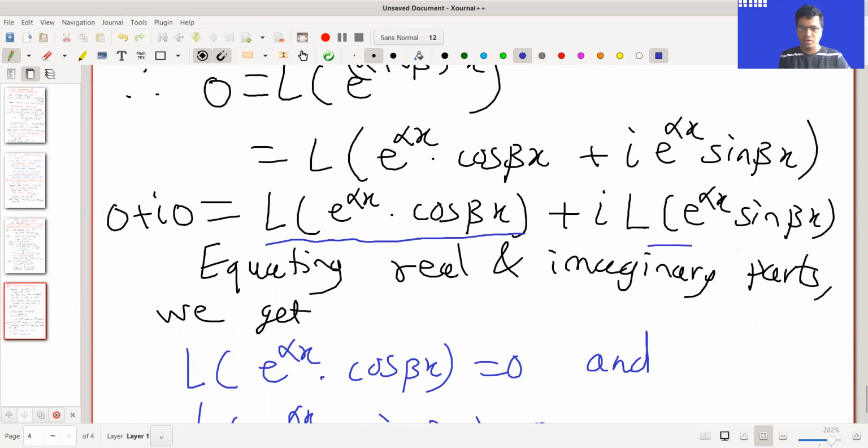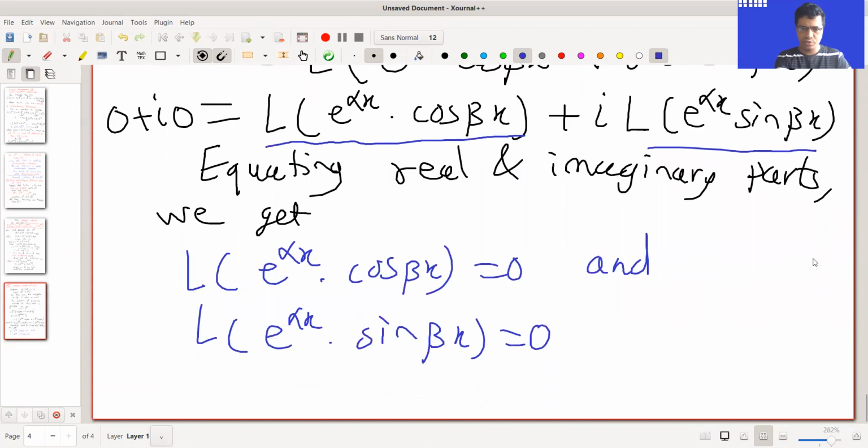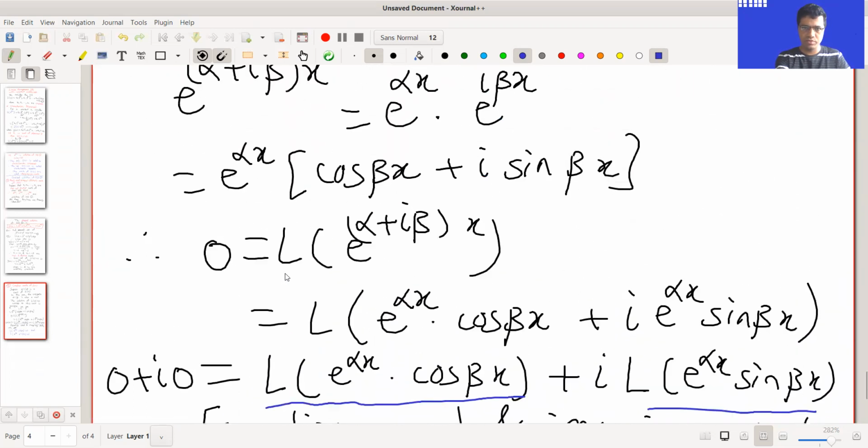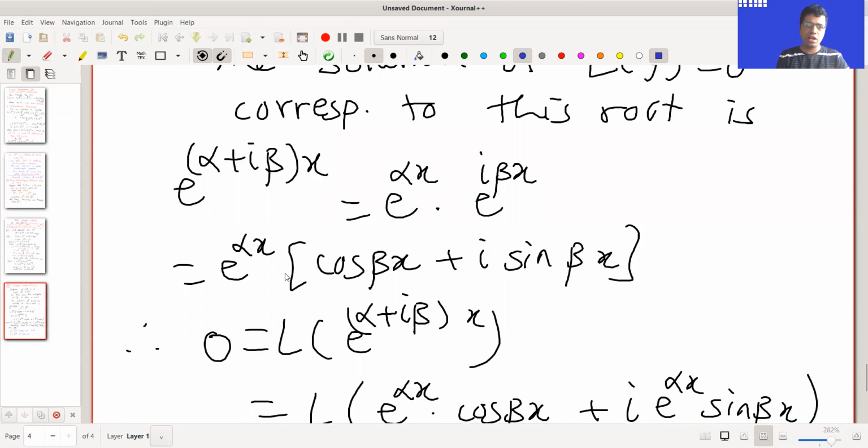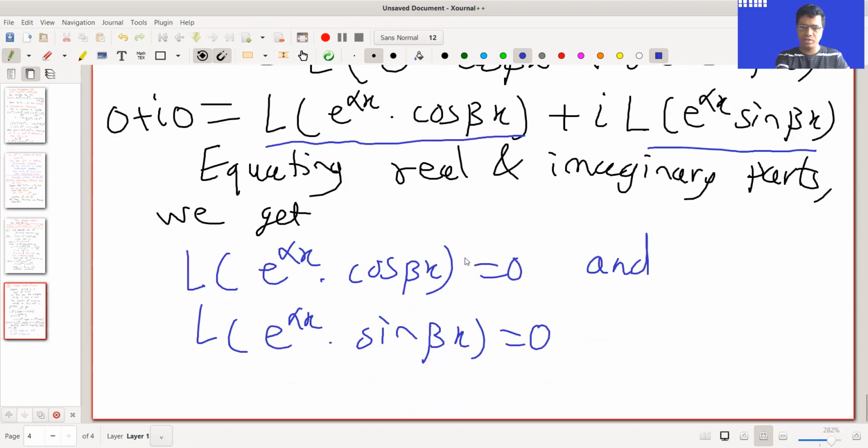Okay, so this is the real part and the second one is the imaginary part in this equation. Both are 0. This means e raised to alpha x into cos beta x is a solution, as well as e raised to alpha x into sin beta x is a solution. And note that these are real solutions. Earlier we had e raised to alpha plus I beta into x as a solution, which is a complex solution. Here, equivalently, we get two real solutions. We show that these two are linearly independent, and this can be used to form the general solution.